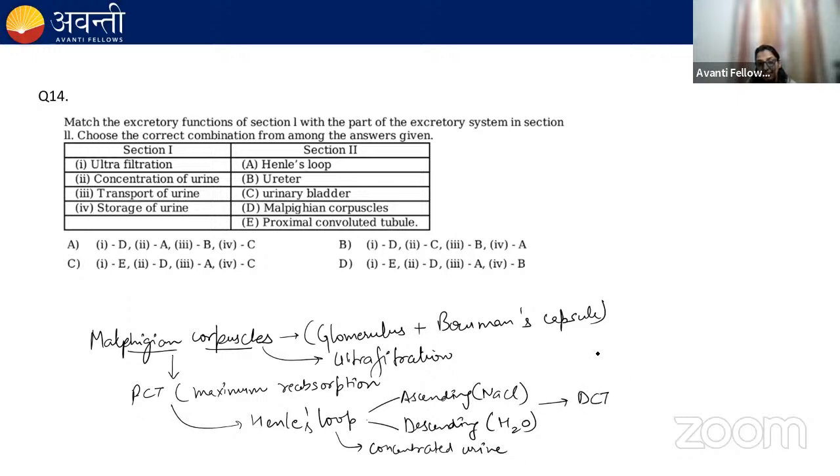Next one is DCT, where the reabsorption of water and NaCl occurs. And finally is the collecting duct.